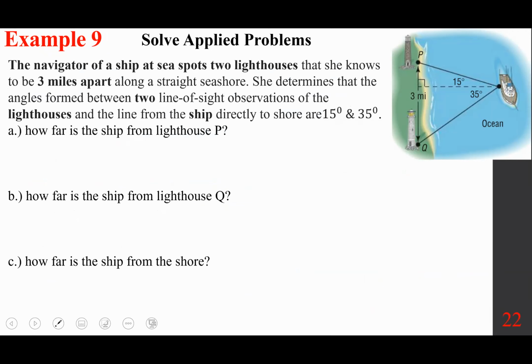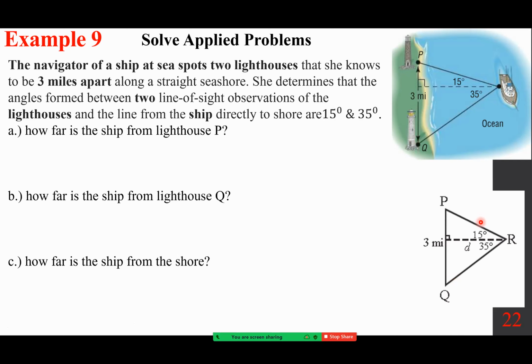Excellent. So to make some sense out of this, let's do the drawing here. So this is 15, this is 35, this is 3 miles. Let's find all the angles. Well, bear in mind this is 90 degrees. If this is 15, this 2 must add up to 90 degrees. This 2 must add up to 90 degrees. So this will be 90 minus 35.